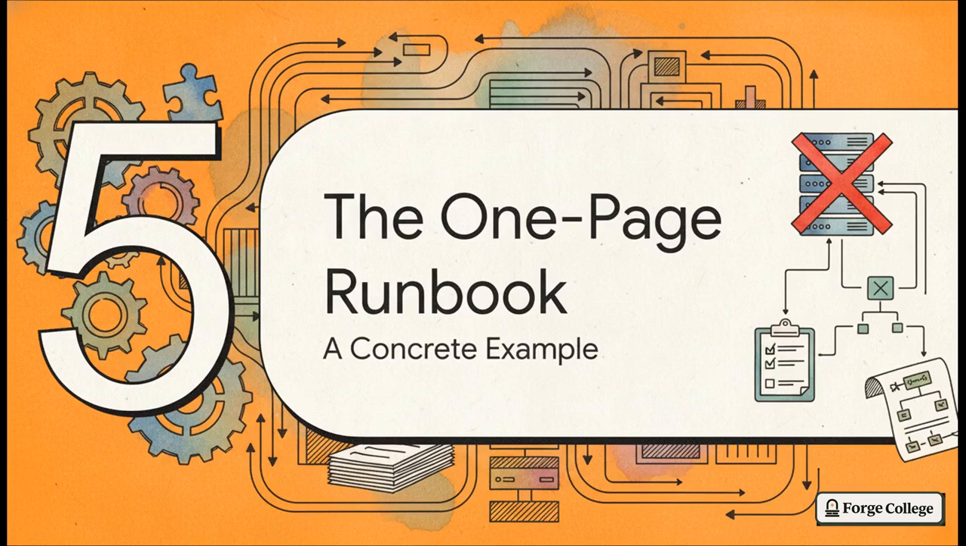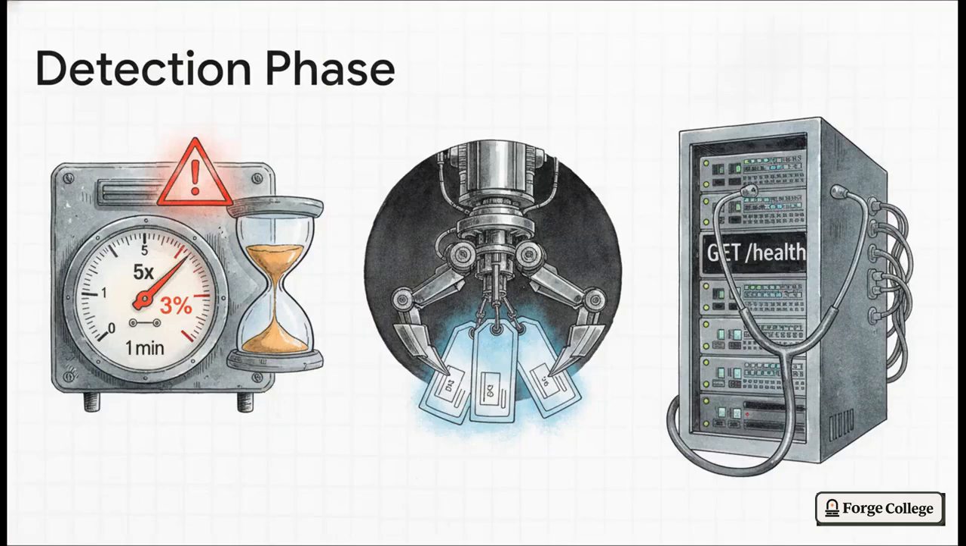Section 5. The one-page runbook. A concrete example. It is finally time to pack all of this theory into a single, highly scannable piece of paper for a hypothetical primary RPC node outage. Let's assume your monitoring alerts are just screaming about 5xx JSON-RPC errors. Here is how your playbook starts with the detection phase.